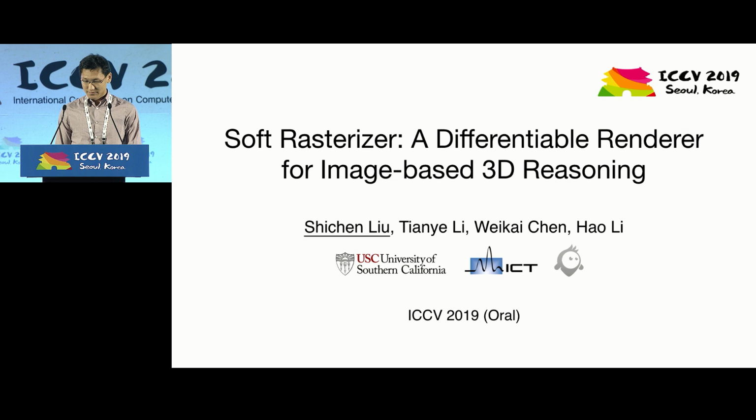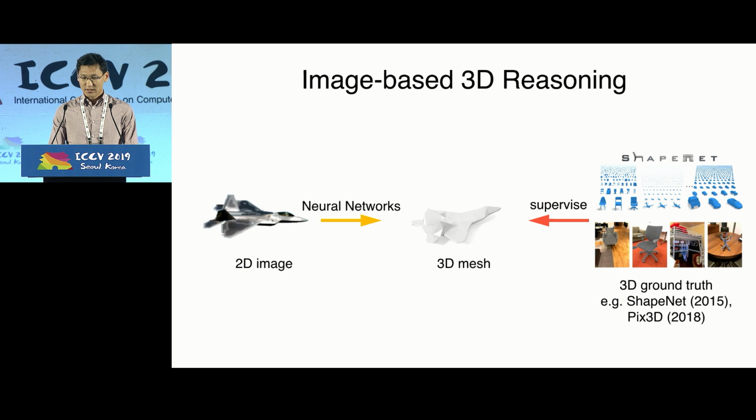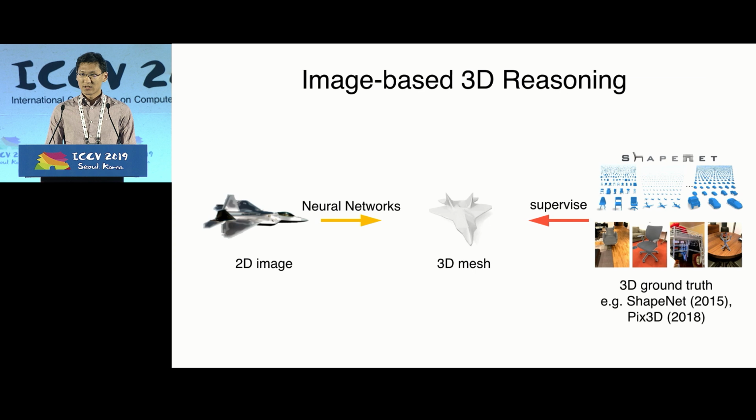Image-based 3D understanding and reasoning is a fundamental and important topic in the field of computer vision, which enables a variety of applications including 3D reconstruction, pose estimation, and so on. To relate 3D properties with 2D appearance, most of the existing works seek to learn this relationship by supervised learning, which requires a large corpus of labeled 3D data that needs special capture devices or laborious manual work.